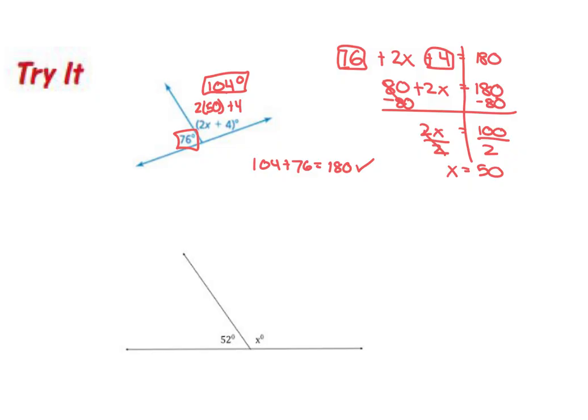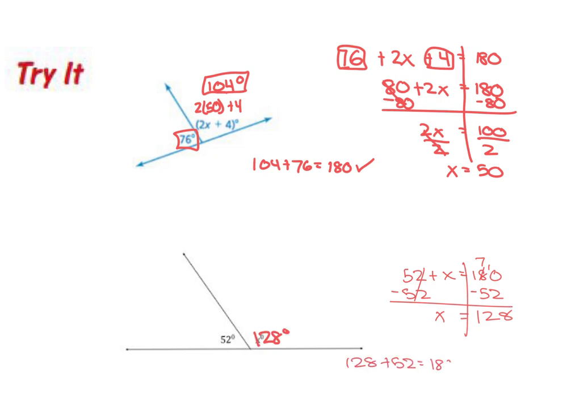And for the second one, easier yet, because we have 52 plus x equals 180. So take away 52 from both sides. And we get x equals 128. 128 plus 52 is 180.